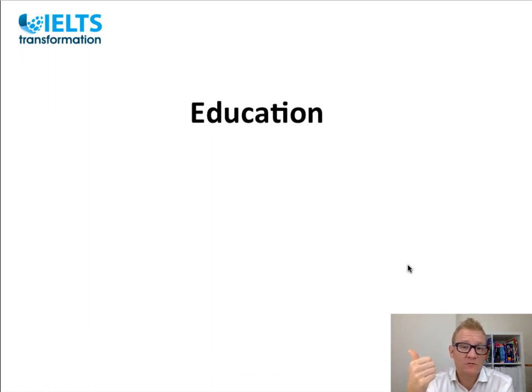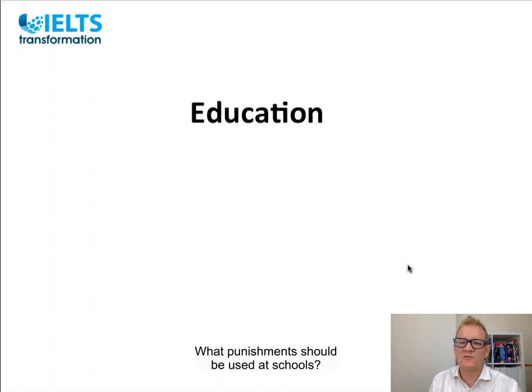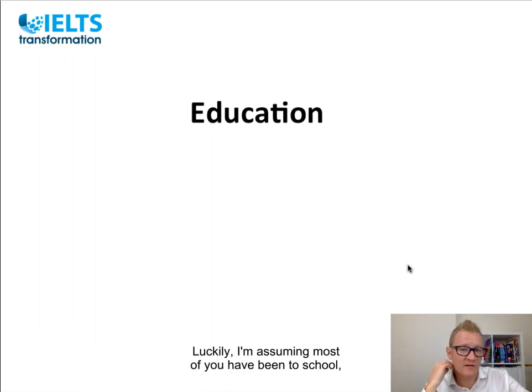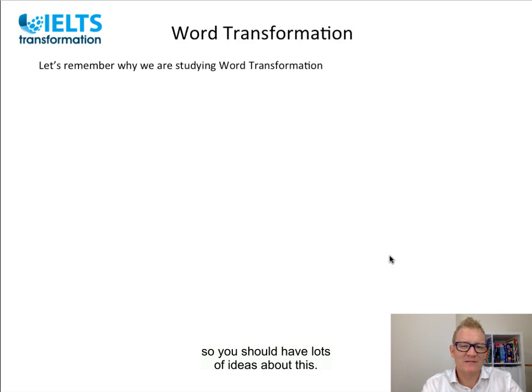as single-sex schools versus co-educational schools, how children should behave at school, what rules should be used at schools, what punishments should be used at schools, when children should start learning languages, whether children should learn practical subjects or academic subjects or both. Lots of ideas in here. Luckily, I'm assuming most of you have been to school, so you should have lots of ideas about this.